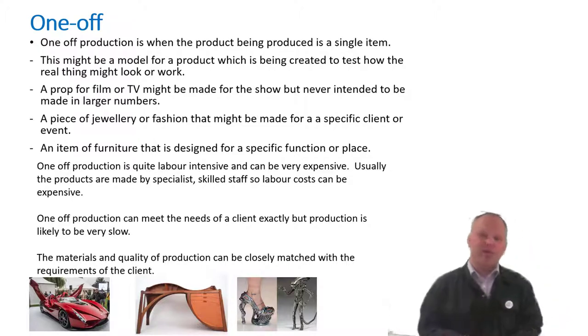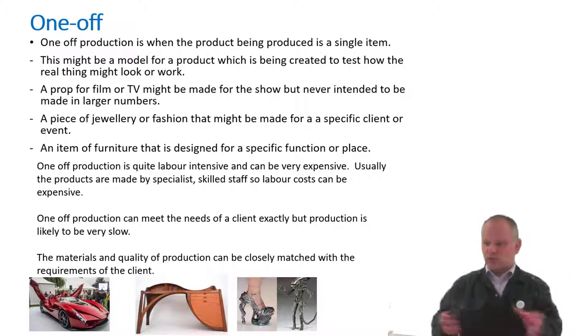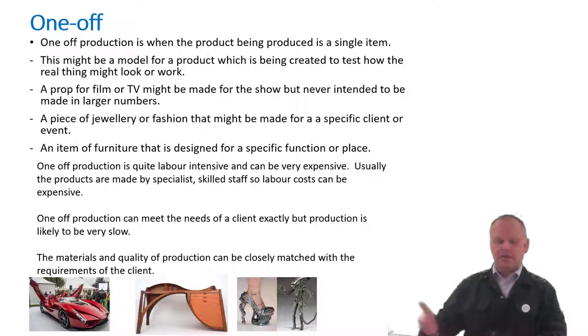However, they will be able to make it to match exactly the needs of the client. So if you're having your super yacht, if you're having your wonderful home, and you want your furniture to meet that home, a one-off production can be absolutely bespoke to the context, to where you want to use it. It's one-off production. Have a look at the video now, which is about a piece of jewellery, but there are countless examples of people making things specifically for a place or a context. One-off.